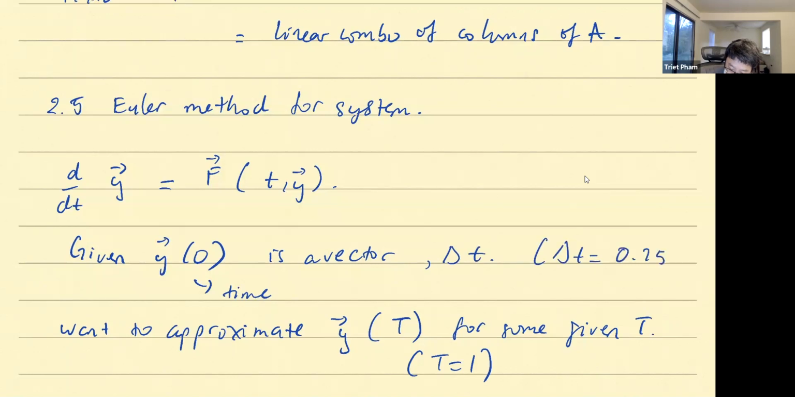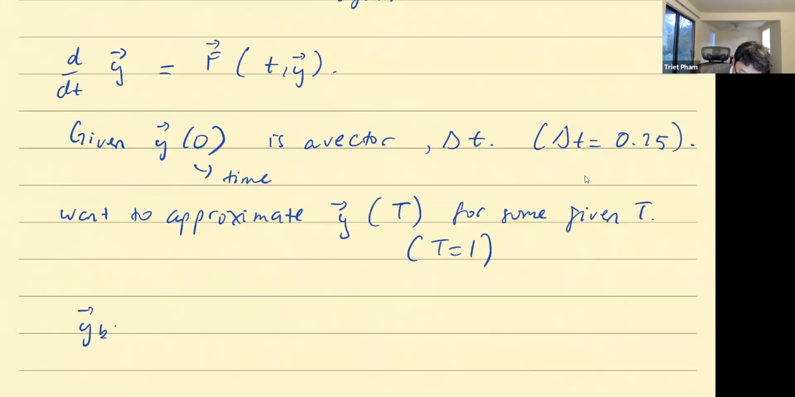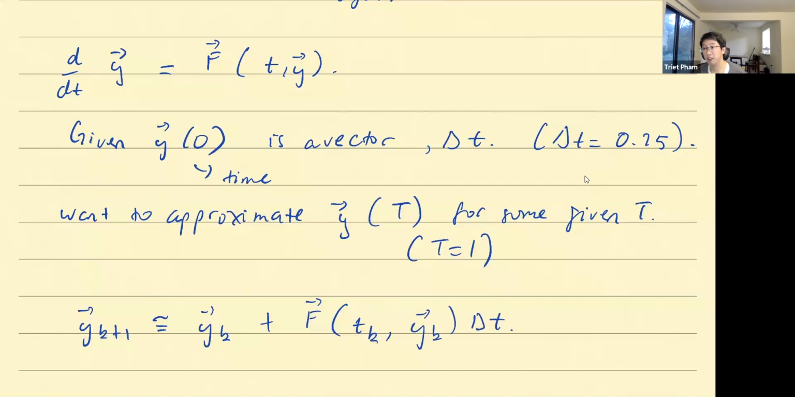You are used to it by now, right? What do we do? Same old stuff, really. y vector k plus 1 is approximately y vector k plus f of tk, yk times delta t. Same thing, okay, same thing. Of course, except that it's in the vector form, that's all. Otherwise, it's exactly the Euler scheme that you have worked with before.